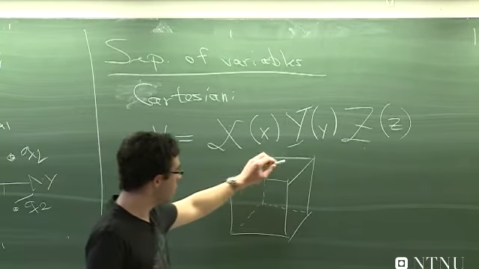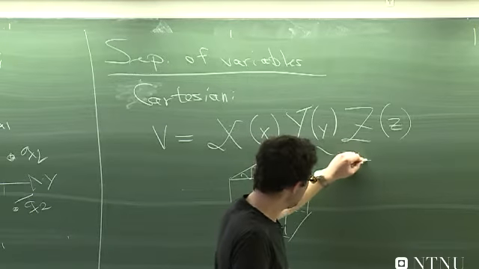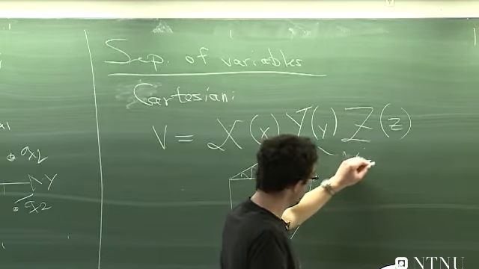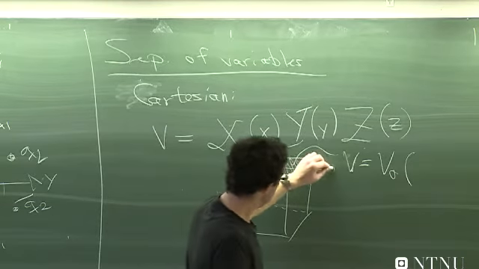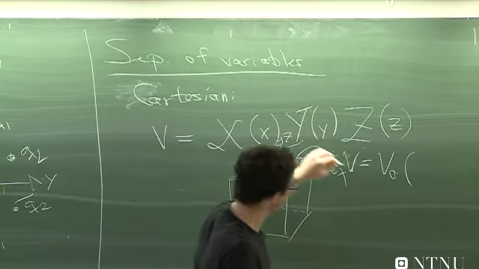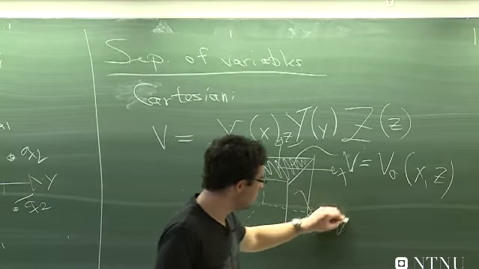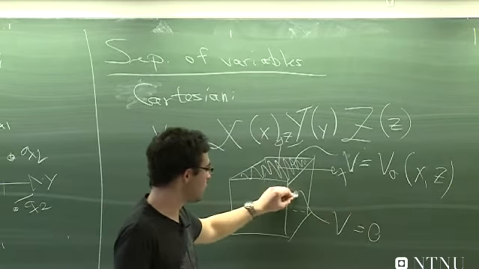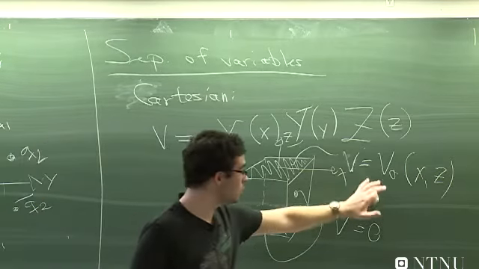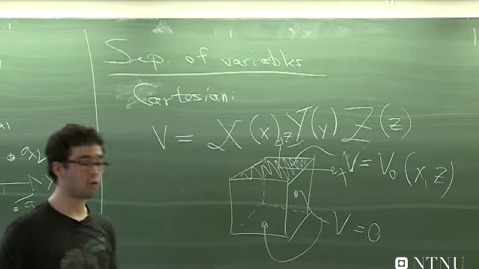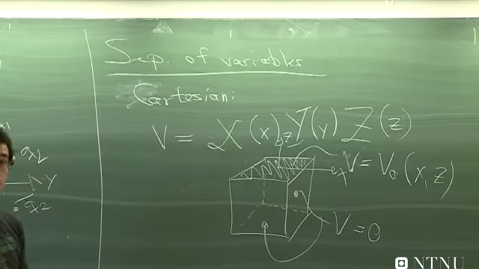For example, now I can say that the potential here on this top surface, V, is equal to some V naught of x, z, if I draw some axes, x, z perhaps. And on the other surfaces, V is equal to 0. So there are 5 surfaces where the potential is 0, and one surface where you have some non-trivial potential. And we solved some examples of this form. Then you can simply solve this problem by separation of variables.